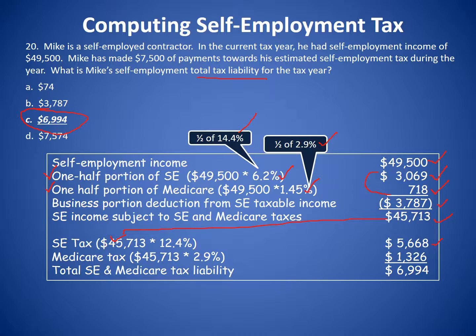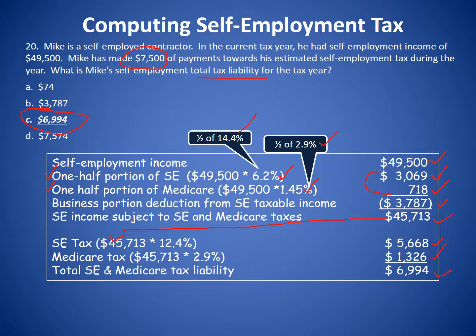And my Medicare tax would be, again, the $45,713 times 2.9%, and that would be $1,326. So my total self-employment or Social Security and Medicare tax liability for the tax year would be $6,994.